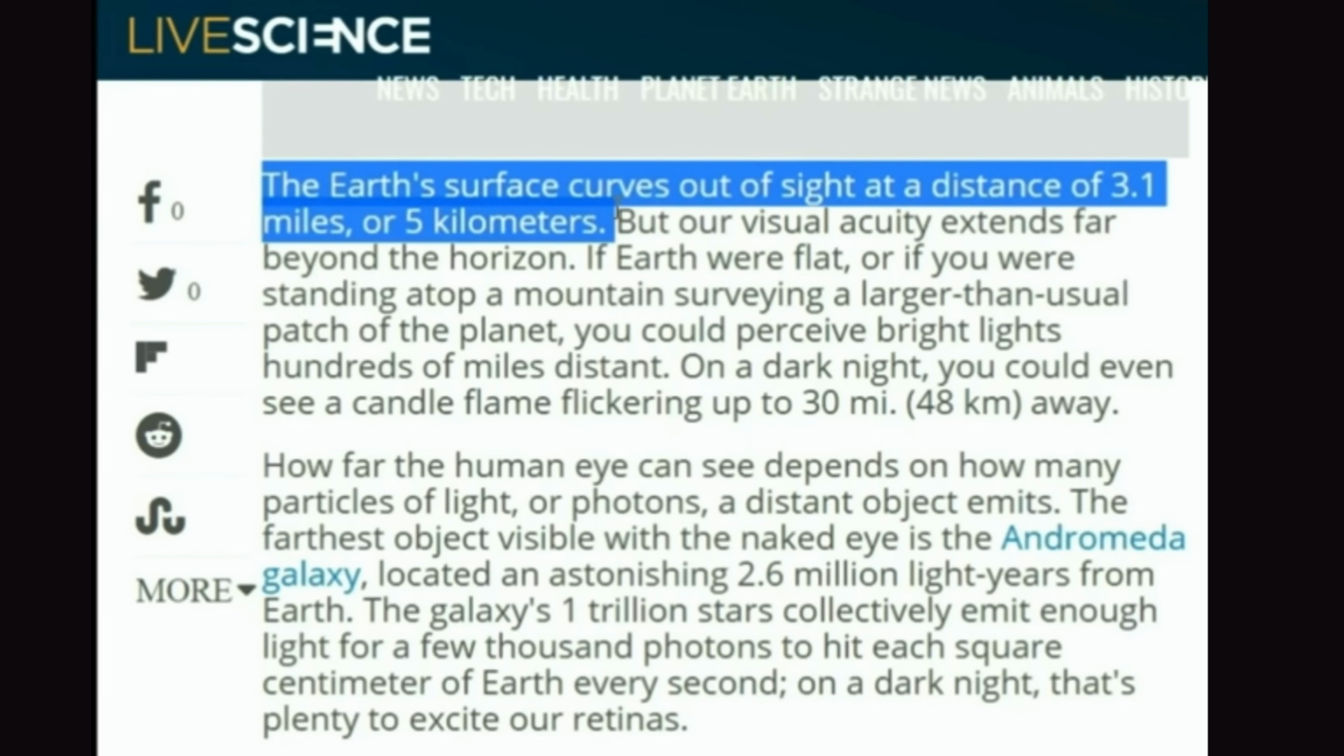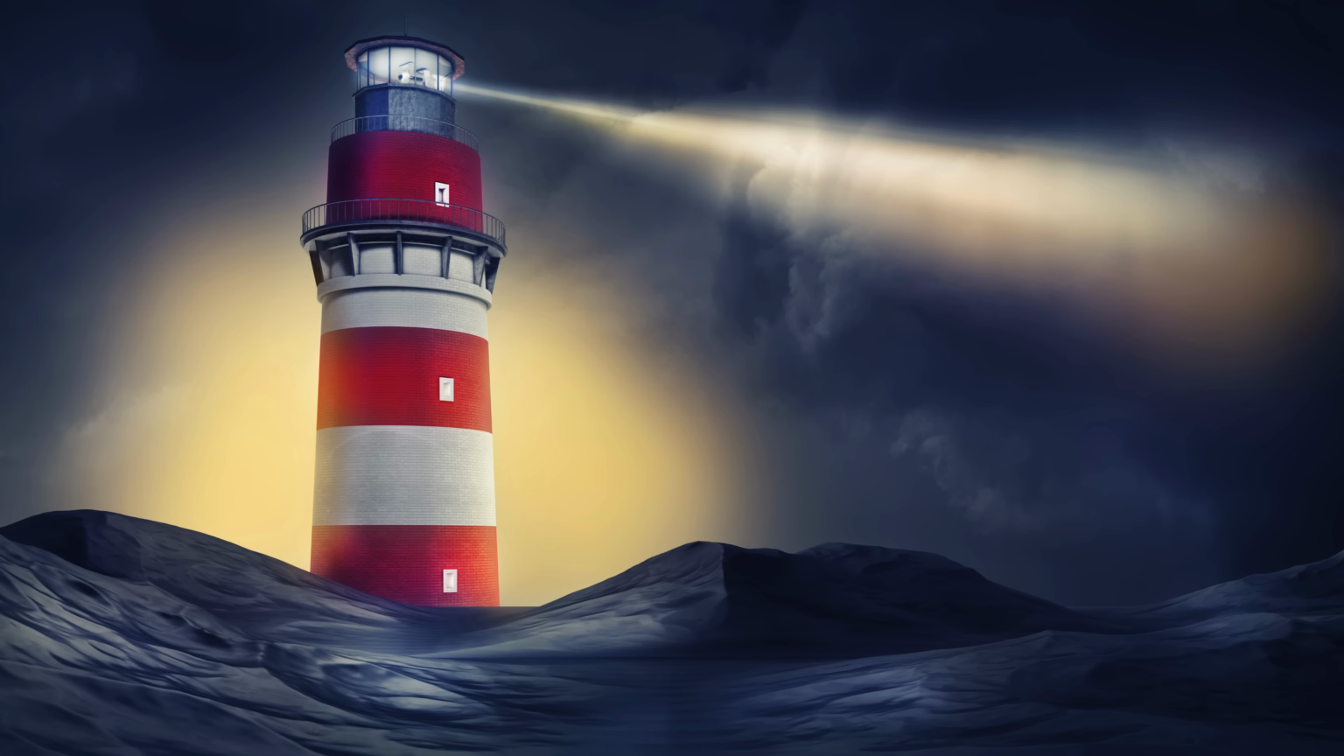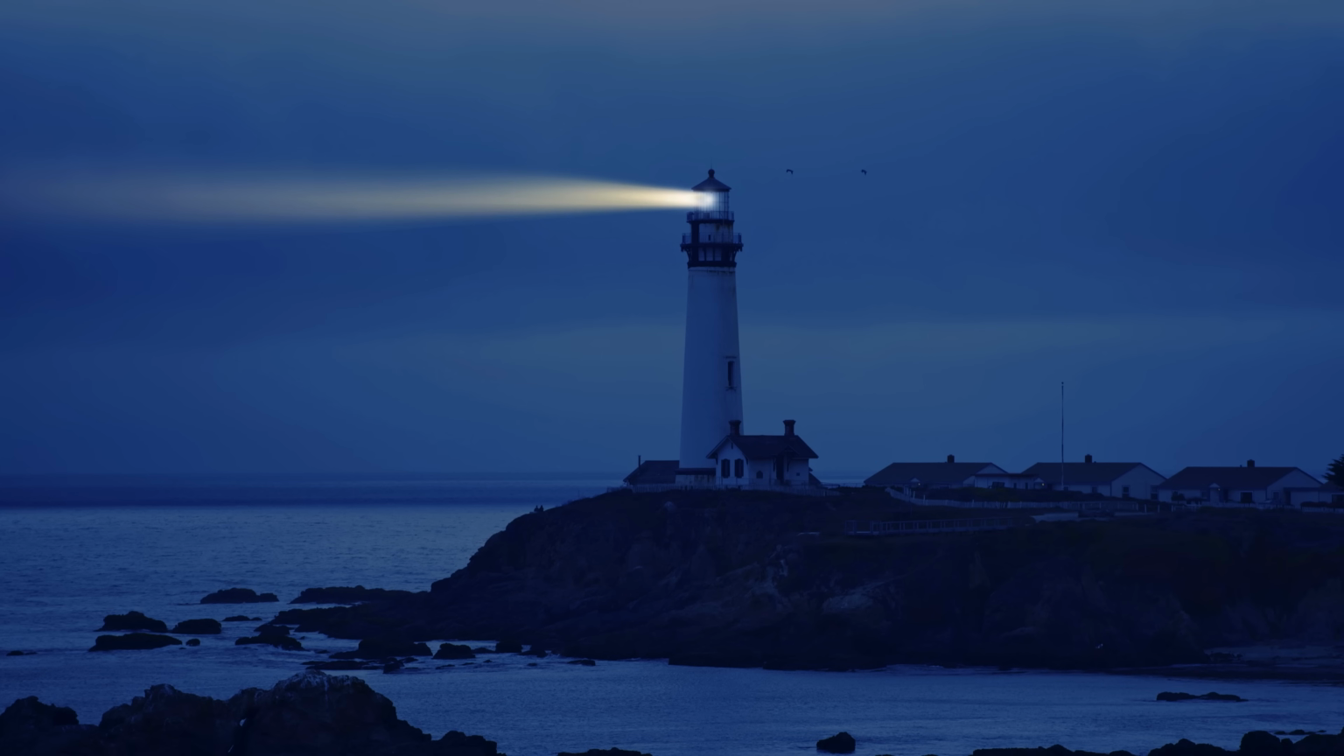It tells us that the Earth's surface curves out of sight at a distance of 3.1 miles or 5 kilometers. If the Earth's surface really curves out at this distance, which we already showed is not possible, then the other problem is that lighthouses would be completely useless. The whole point of lighthouses is that they are visible from a much longer distance, and I was asking the AI about this, how far people could see lighthouses, and this is what it said.